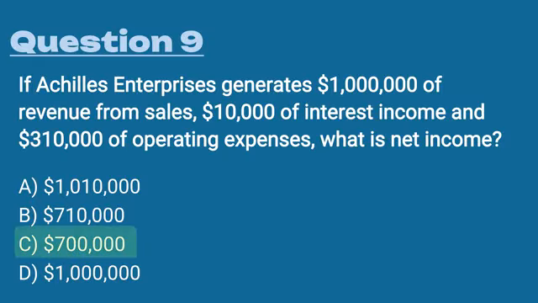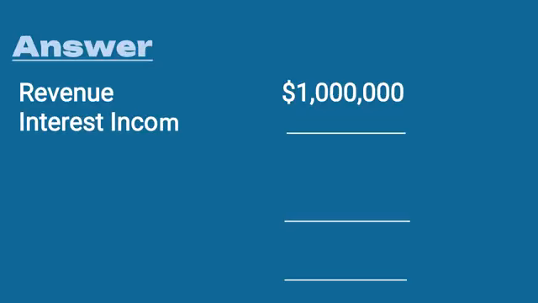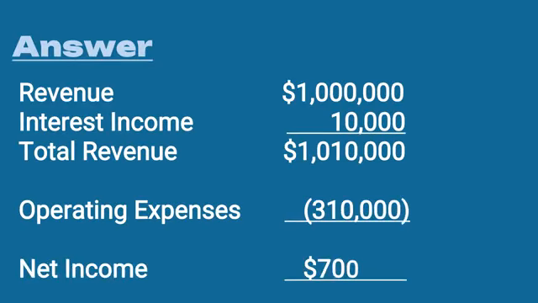The answer is C, $700,000. We're going to mock up an income statement here in the answer. You have $1 million of revenue. You have $10,000 of interest income. So your total revenue is $1,010,000. $310,000 of operating expenses. You take your revenue less your operating expenses, and you end up with $700,000 of net income.